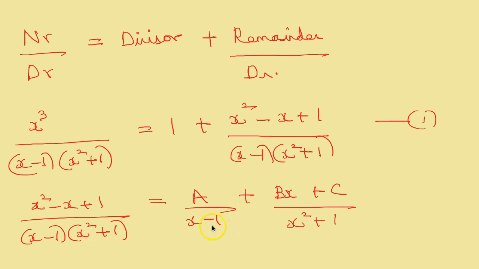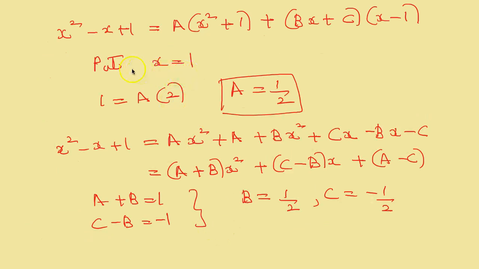Denominator of a, if you put it as 0, you get x equal to 1. So putting x equal to 1 here, I get 1 equal to a into 2, or a is half. So if you open this bracket, you get x squared minus x plus 1 is ax squared plus a plus bx squared plus cx minus bx minus c. So taking the degree of terms in x squared together, I get a plus b into x squared plus c minus b into x, the degree of x terms, and the constant terms is a minus c.